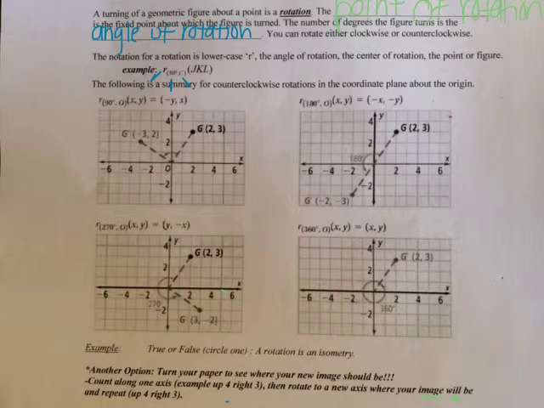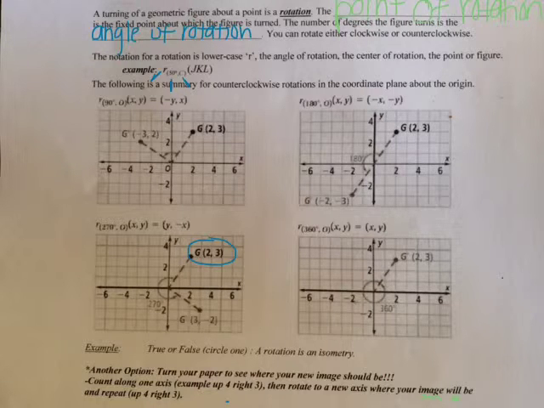For 270, you again flip the points, but this time the x value becomes negative. So if we started out with (2, 3), we flip it to become (3, 2), but the second number becomes negative. And then if you rotate it 360 degrees, it's back to where it started from, so the numbers stay exactly the same.